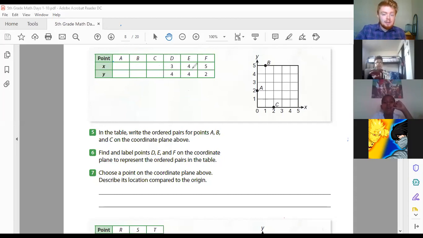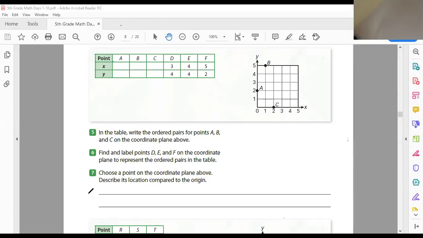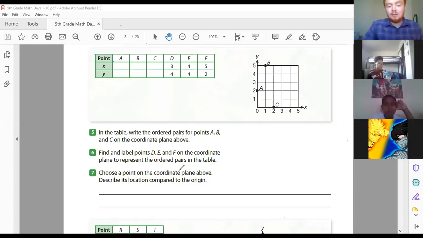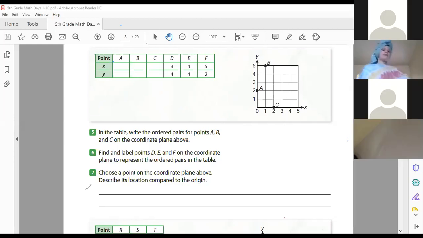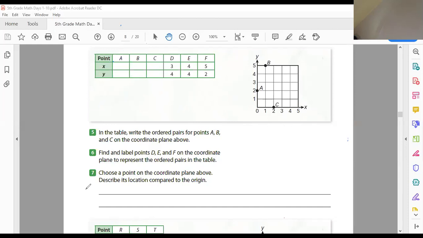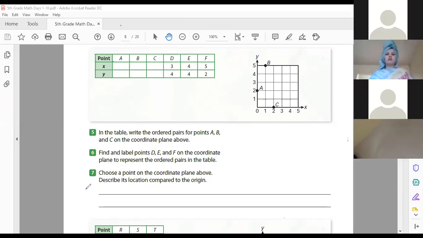Can anybody now do D? It gives us 3 and 4. So can someone put the dot in the right spot? I see 2 hands, but I don't see names. So Stella, how about you do it? And then Alexis, I want you to do E. Alexis, you can do E. Stella, you're going to do D. And then I need a volunteer for F.